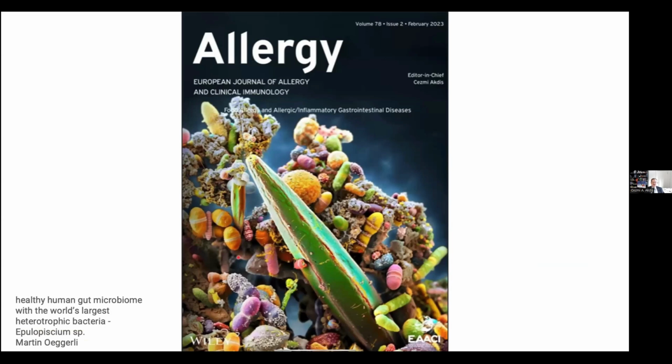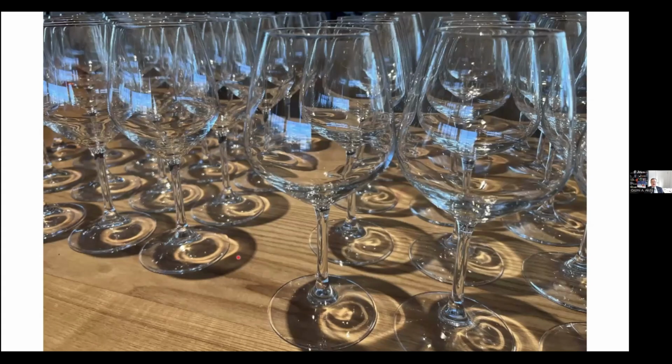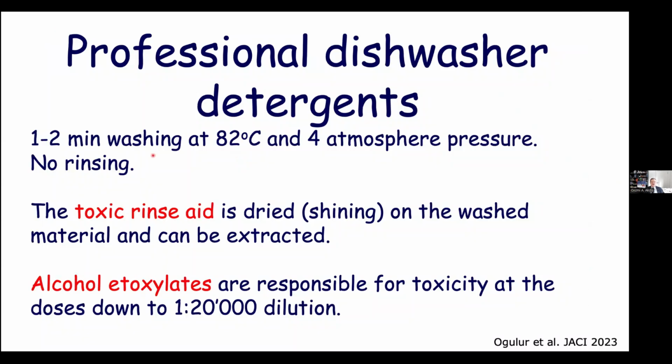And then we come to the gastrointestinal system, and this is the shining glasses, and shining glasses are affecting our lives, starting from 2000, as shown by Ismail Öğür, whose paper showed the toxic material in these shining glasses. Professional dishwashing was initiated around 2000, and it's 1 to 2 minutes of washing at 82 degrees and 4 atmospheres of pressure, and there is no rinsing. So the toxic rinse aid is dried, which is the shining material on the washed items, and it can be extracted. We put a medium on the glasses, shake a few times, and get the toxic material.